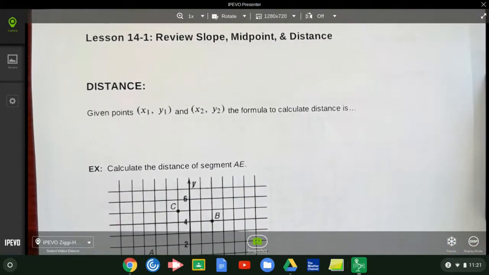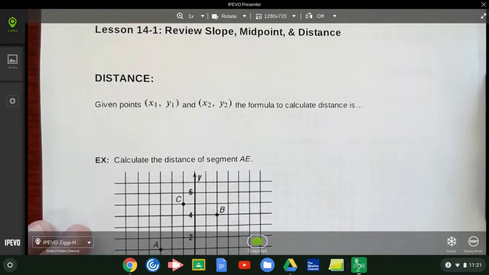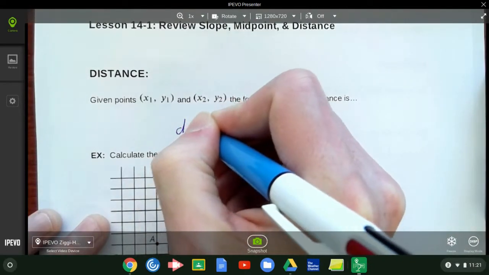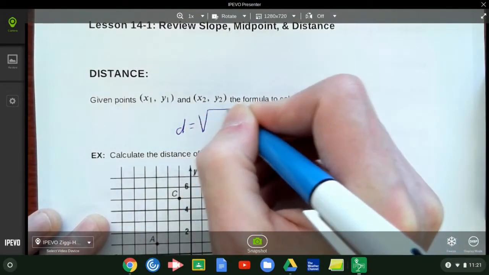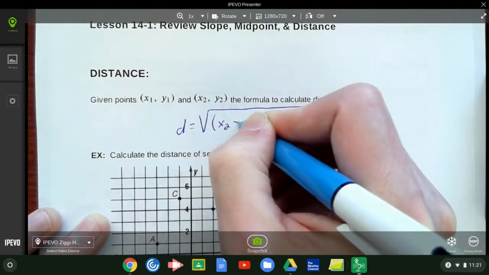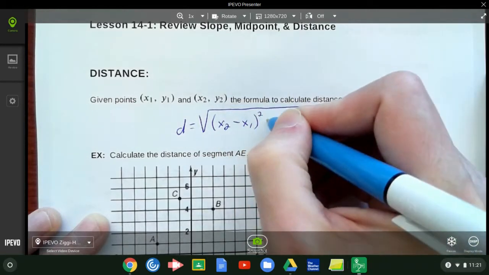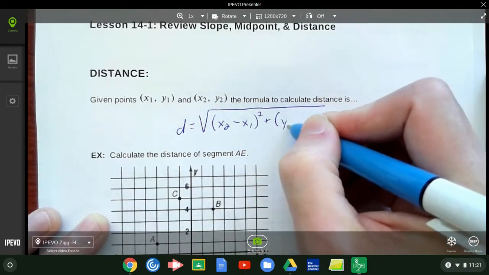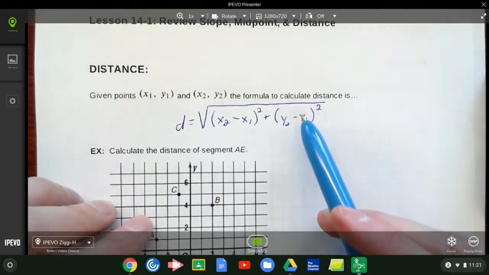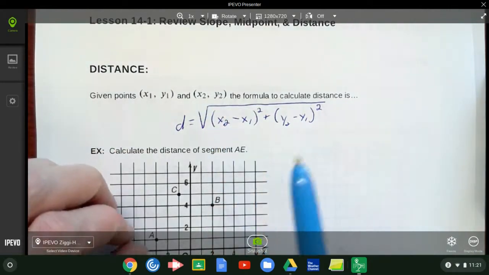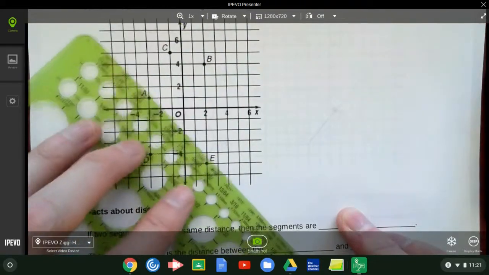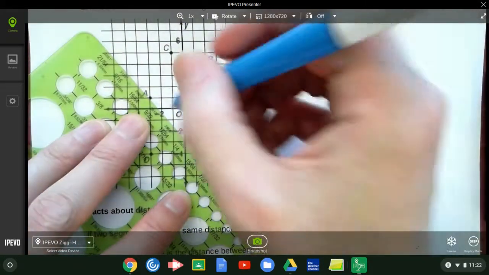The last thing is the distance formula. And we've seen the distance formula quite a bit. We talked about it when we talked about circles and the radius. So the distance formula, remember, was just a fancy version of the Pythagorean theorem. So big square root, and we did x2 minus x1 squared plus y2 minus y1 squared. Okay? So that's going to give me my distance whenever I have 2 points. So let's find the distance of AE. Okay? What is the length of segment AE?